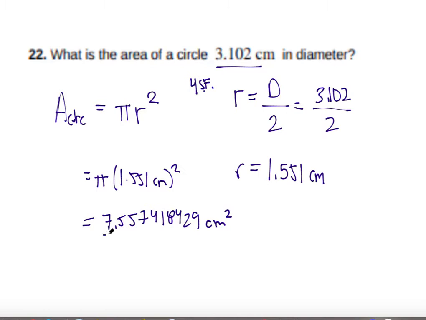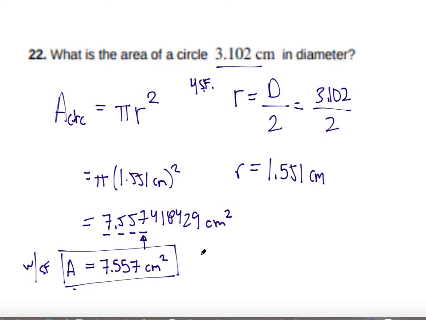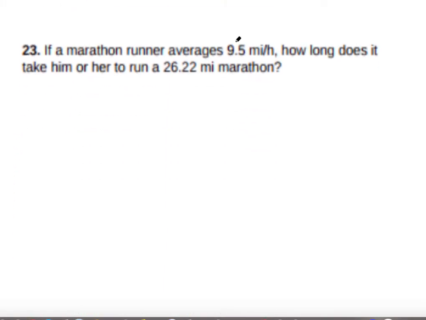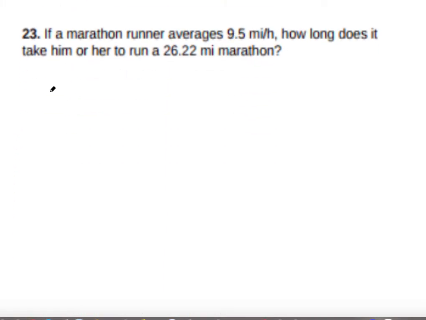So counting from the left, 1, 2, 3, 4, I'm going to round to this place where the 7 is. The next digit is a 4, so I'm going to round it down. So with significant figures, the area for my circle should be 7.557 square centimeters. Again, that is because my original number has only 4 significant figures. So, let's keep using these significant figures.